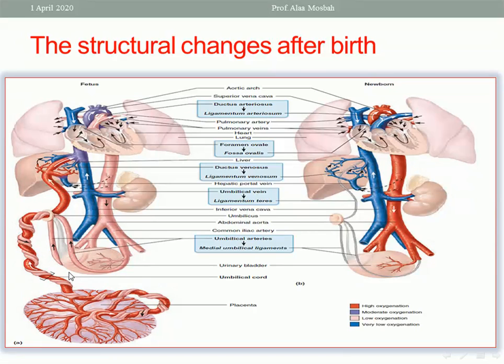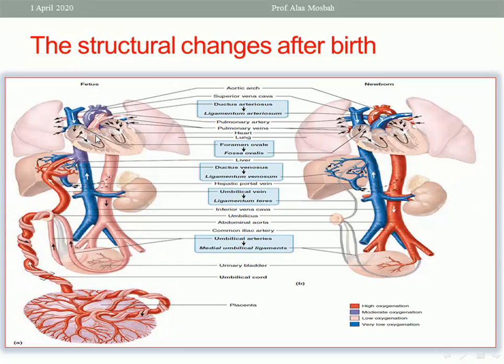Then we said that the circulation goes through the umbilical vein carrying oxygenated blood, which at the site of the liver will give two branches. The ductus venosus will join the inferior vena cava, and the other is the portal branch, portal sinus. Then the oxygenated blood will go through the inferior vena cava to the right atrium, and from the right atrium through the foramen ovale to the left atrium, and from the left atrium to the left ventricle to the ascending aorta to the whole body system. Okay?